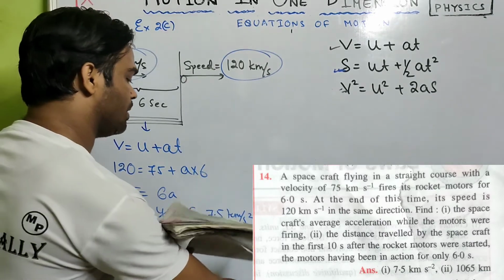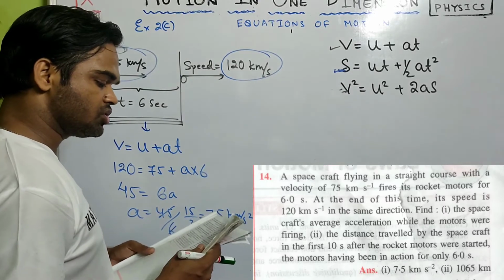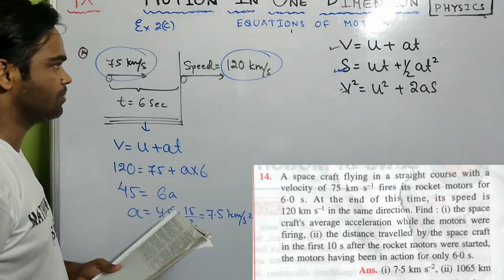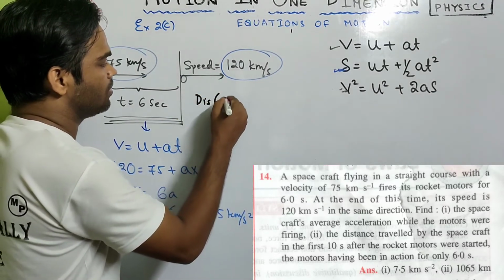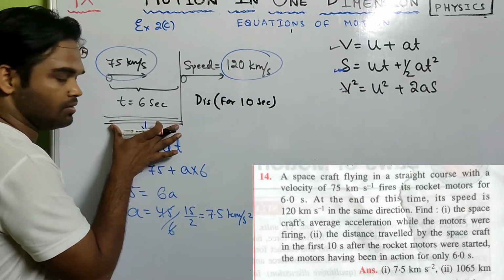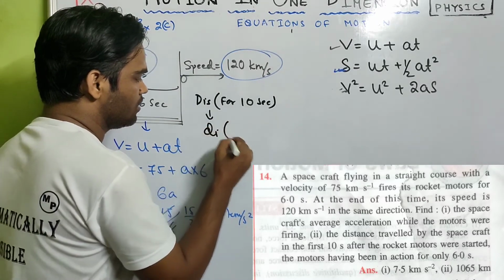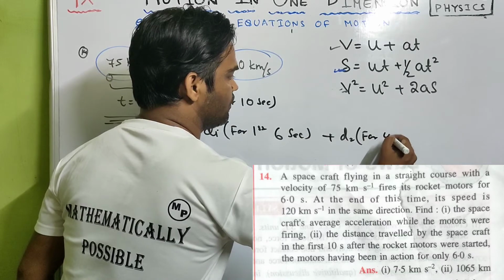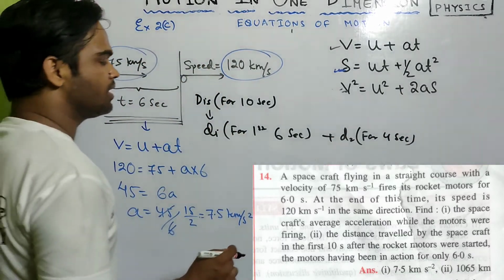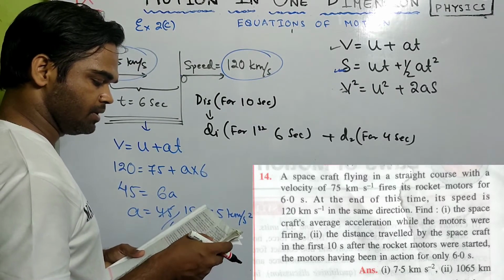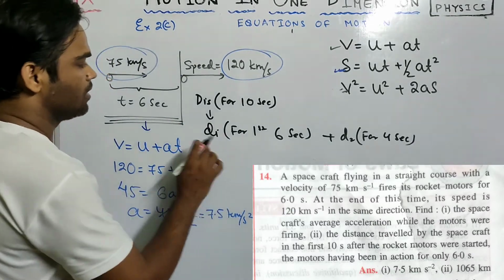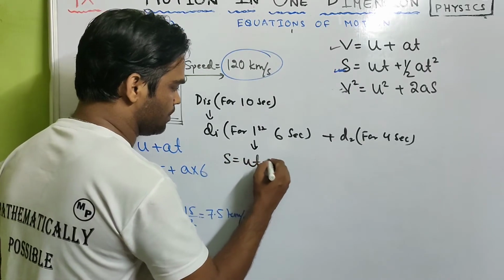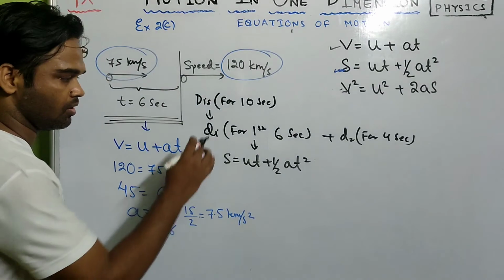Now the next part. What they have asked: the distance traveled by the spacecraft in the first 10 seconds after the rocket motor was started, the motor having been in action for only 6 seconds. Be careful. We need to find the distance for 10 seconds. Now we'll have two cases. We'll find distance d1 for the first 6 seconds plus distance d2 for the 4 seconds after that. For the first 6 seconds the motor fires, so we can use S equals ut plus half at square. This is your d1 distance.